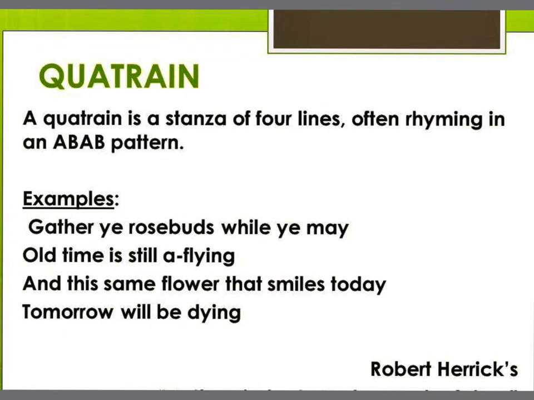A quatrain poem is a stanza of 4 lines, often rhyming in an A-B pattern. So an example would be, "Gather ye rosebuds while ye may, old time is still a-flyin', and the same flower that smiles today, tomorrow will be dying." So you can see that the first line, may, also rhymes with the third line, today. So may and today rhyme, and flying and dying rhyme.